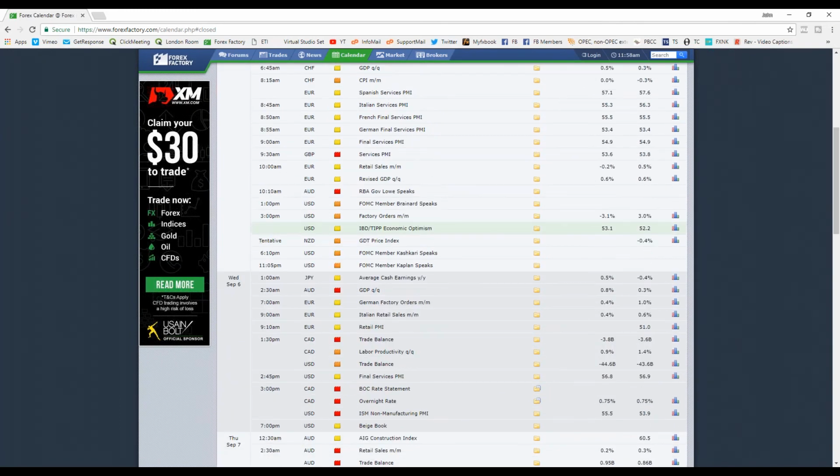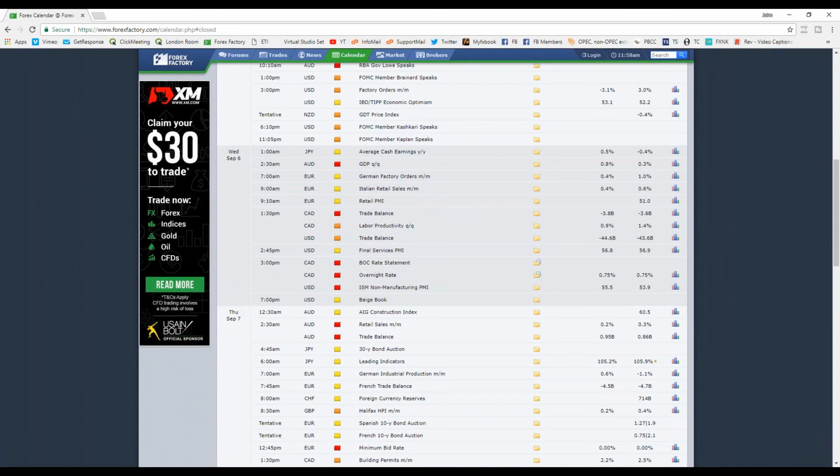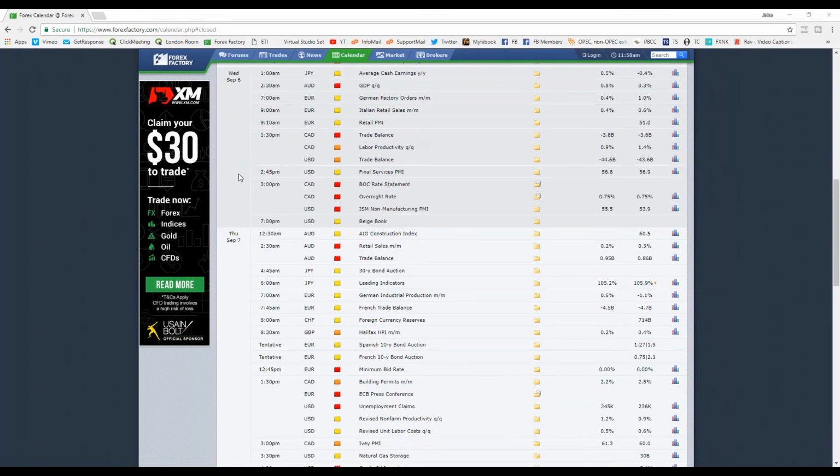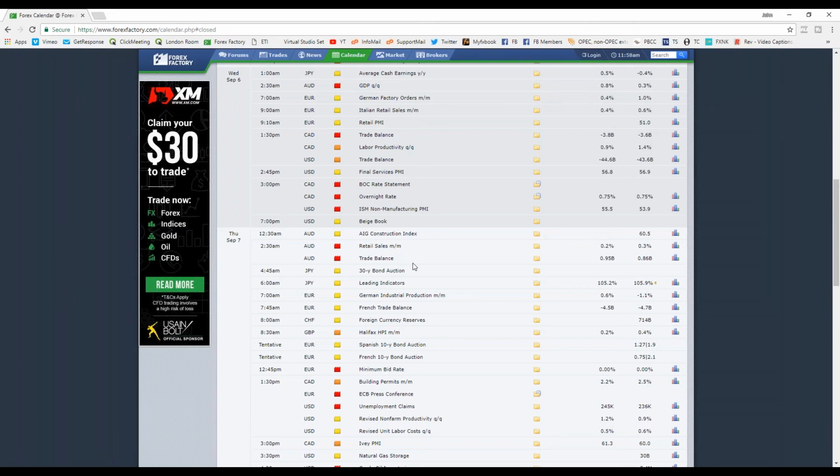Now we can see we have GDP, which comes out every quarter on Wednesday for the Aussie, so that's again going to go down as a capital X for the Aussie, because that is a significant piece of data. We have the Canadian trade balance, but generally speaking, unless there's something wildly divergent from the forecast, that usually passes without much volatility.